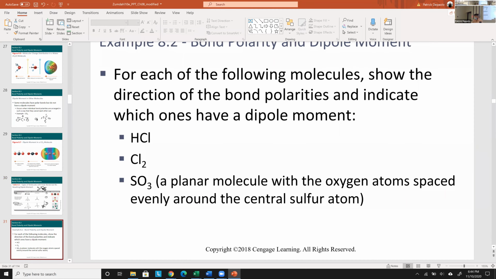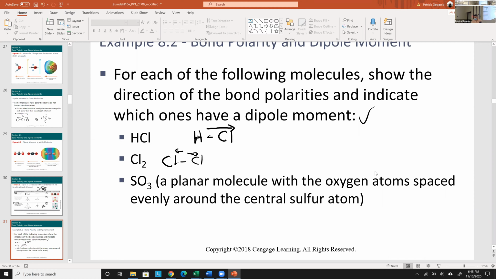Okay. So for each of the following molecules, show the direction of the bond polarities and indicate which ones have a dipole moment. So when they mean dipole moment, they mean a net dipole. So for HCl, even if we didn't go over Lewis structures yet, HCl is pretty simple. Is it going to be polar or non-polar? Polar, good. Cl is pretty electronegative and H isn't. So you're going to have your dipole going this direction, and it will have a dipole moment. Cl2, polar or non-polar? Good, non-polar, because they're the same element and they're going to pull equally and oppositely.